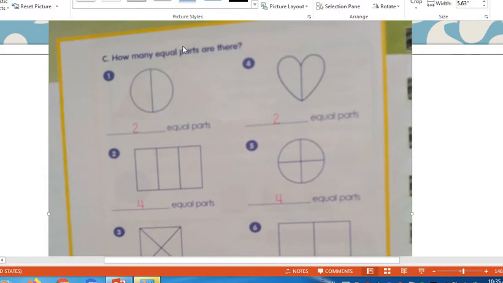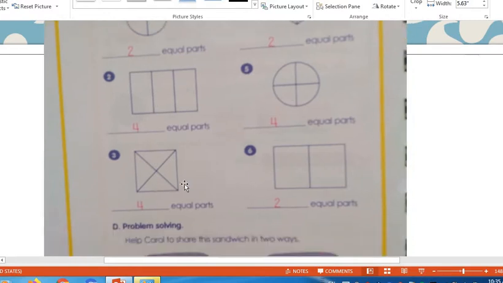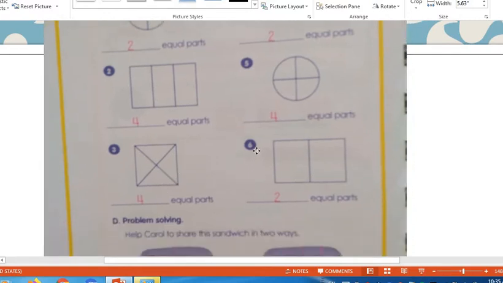Okay, how many equal parts are there? 1, 2 equal parts. Here 2 equal parts, also 4 equal parts, 1, 2, 3 and 4. And here also 4, and here 2 the same.